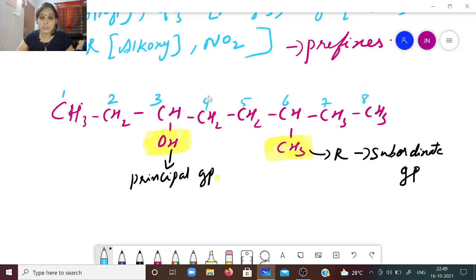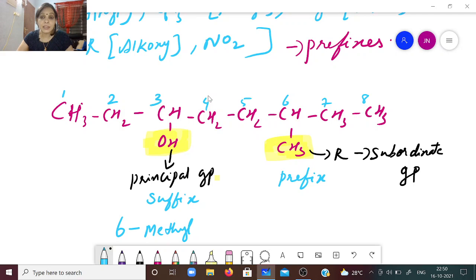it is the principal functional group and more important than this CH3. So OH will be used as suffix and it is on the third carbon, and this CH3 will be least important, so it will be used as prefix. It is on the sixth carbon, so the name will be 6-methyl. What is the name of this subordinate group? Methyl, because only one carbon is present.